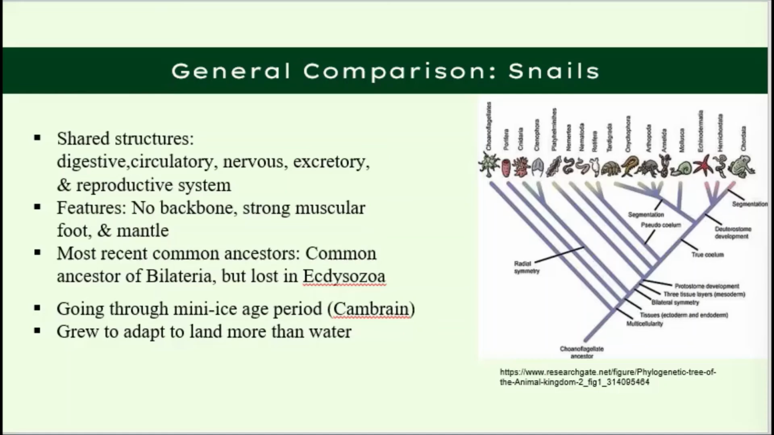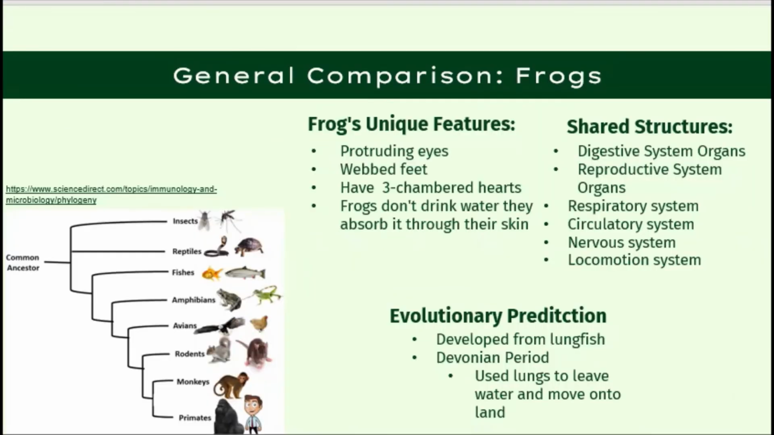The most recent common ancestor of the snail and frog is the bilateral group, but it was lost in the ectozoa group. The prediction is that during that time, it was going through a mini ice age period called the Cambrian period, which was 541 million years ago, in which the frogs and snails ended up adapting to land more than water. One of the unique features of frogs is that they have protruding eyes and webbed feet. They also have three-chambered hearts, and they don't drink water, but absorb it through their skin.